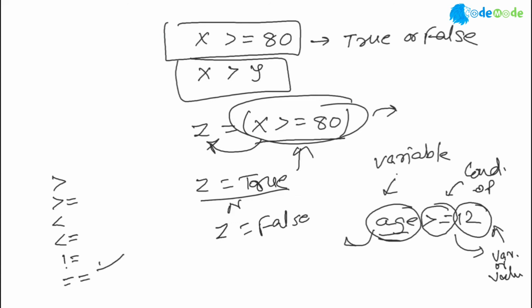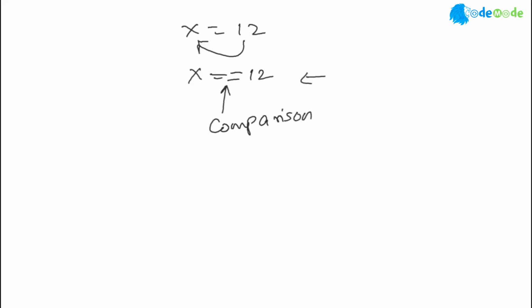The most important here, the matter of confusion, is these two, because you have already seen this in math. What you don't see in math is double equal to: the single equal to versus double equal to. When you say x = 12, you are assigning a value of 12 to x. But when you say x == 12, this is called comparison. You're comparing: is x equal to 12? The way you read this is "x equals 12?", and this one is "set x to 12".